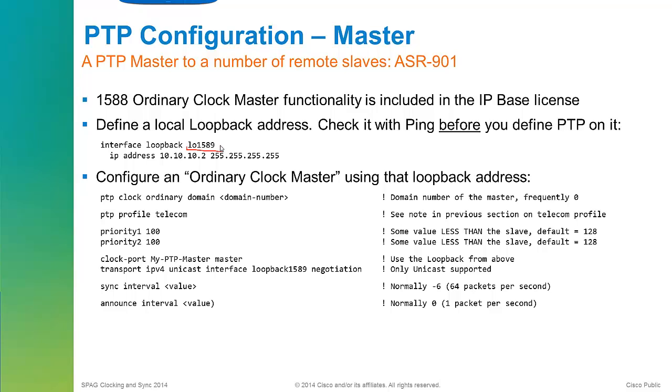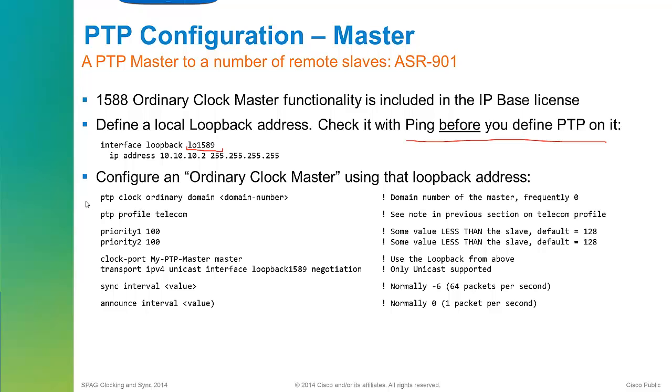In this case, I've made this 1589. If you're only running a master, you could use 1588 as well, but I leave 1588 and 1589 in case I want to run a boundary clock where I need 2 loopback addresses. So I have the slave as 1588 and the master as 1589. But that's just convention and convenient numbers. You define an IP address. We ping it before we define PTP on it to make sure that the ping packets don't get punted to a device that can't respond.